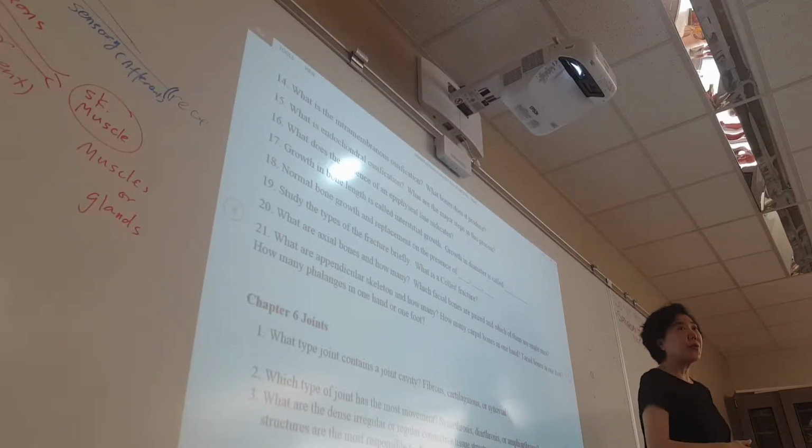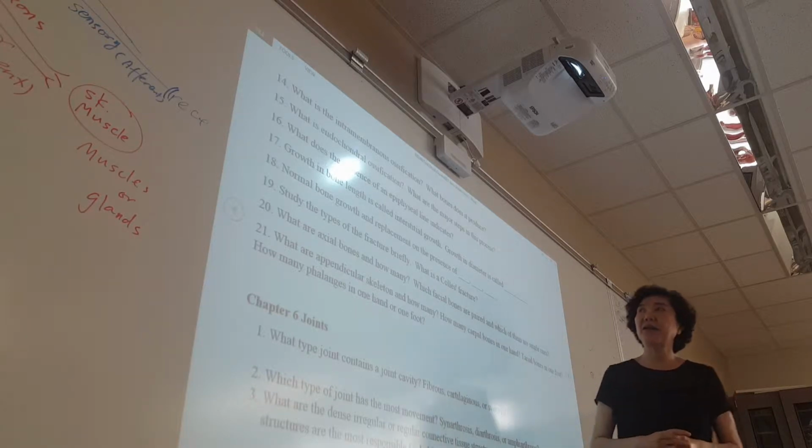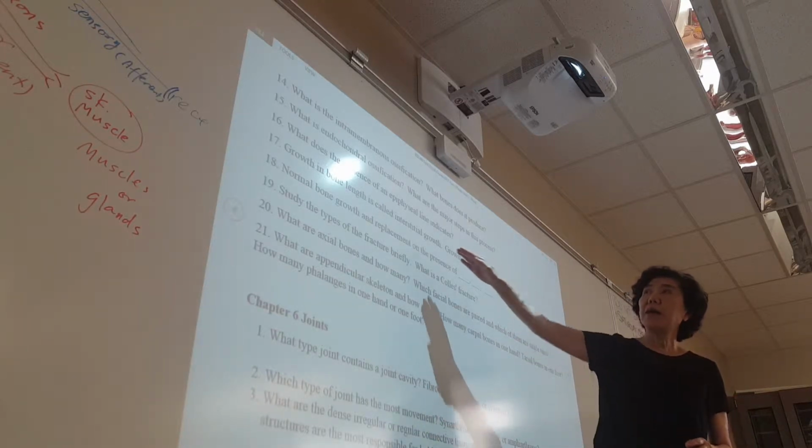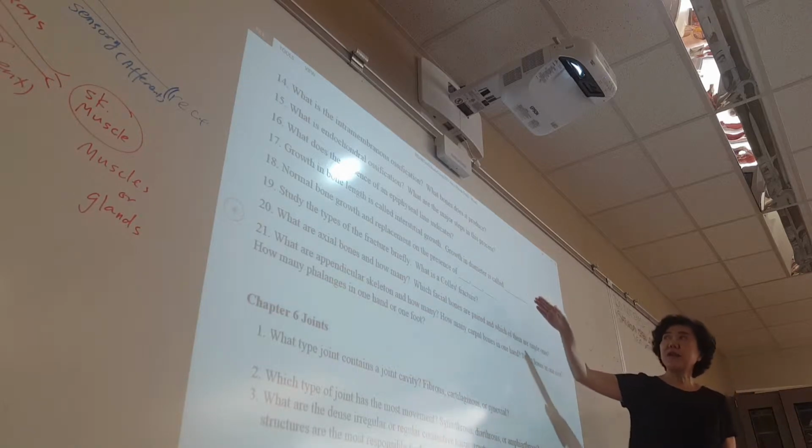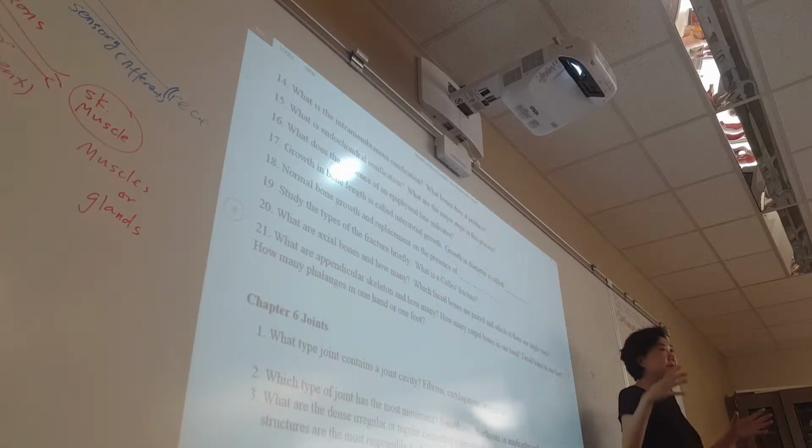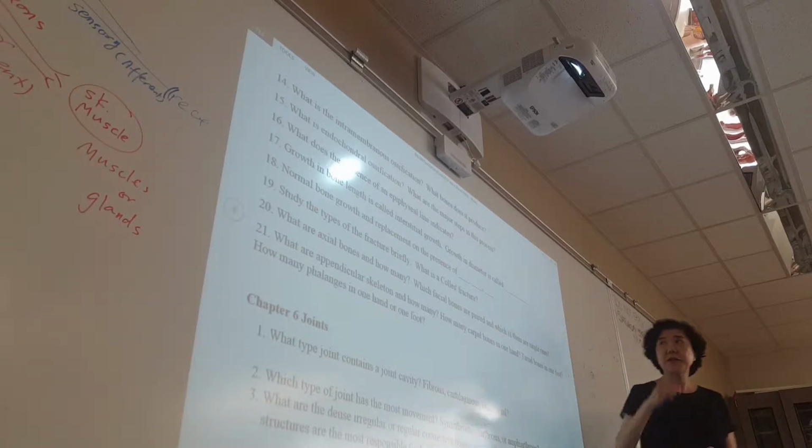Normal, okay, growing in height and also length. Number 17, growth in diameter is called what? Appositional. So you build up the bone tissue inside out, appositional.